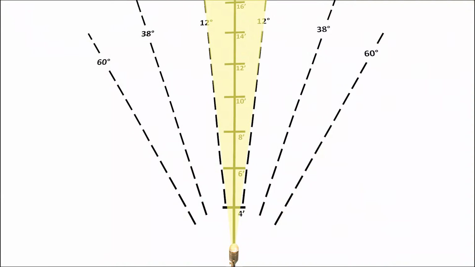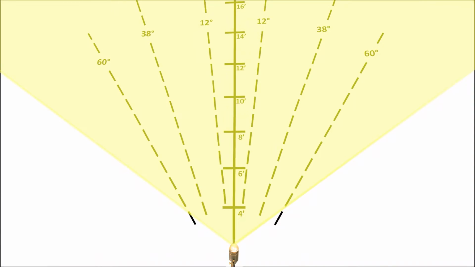Beam angle is an indication of the width of a beam of light. It describes the angle between the center of the beam and its edges. We offer a wide range of beam angles ranging from a very narrow 12 degrees to a very wide 110 degrees.